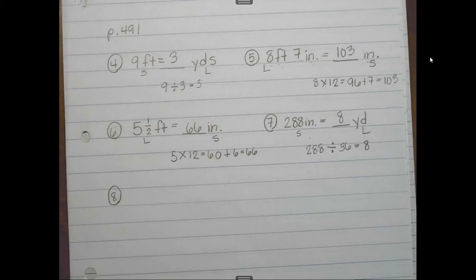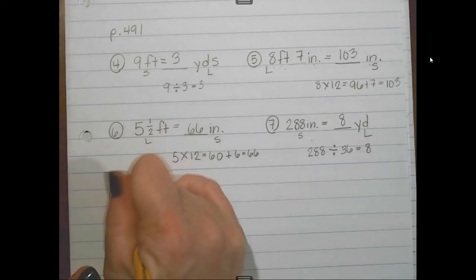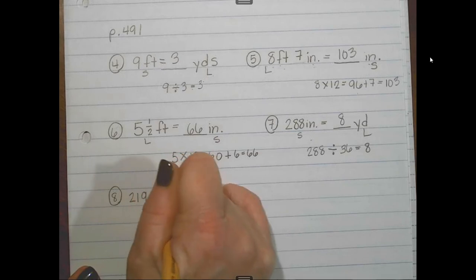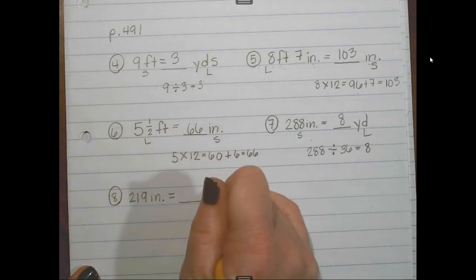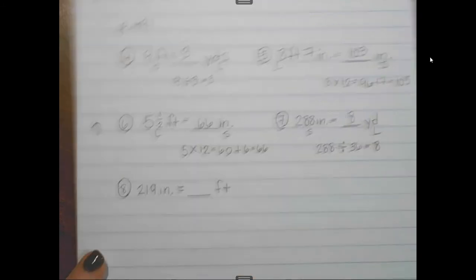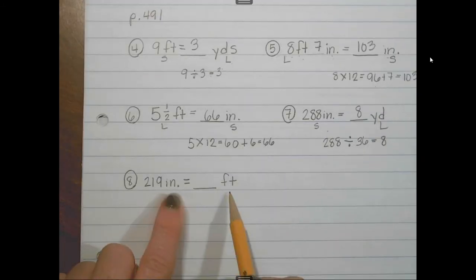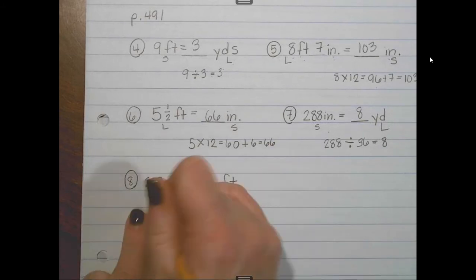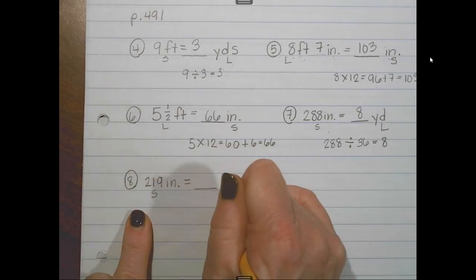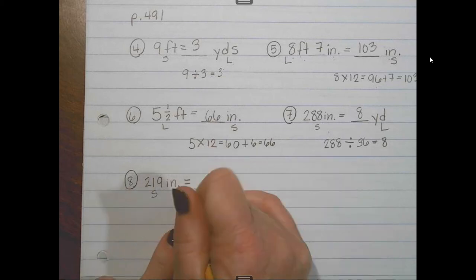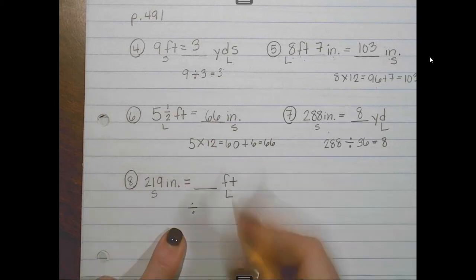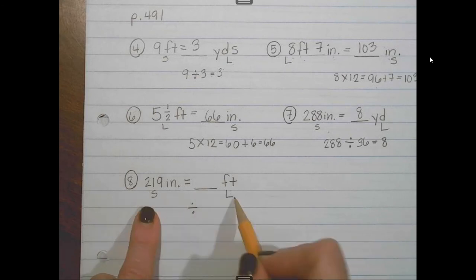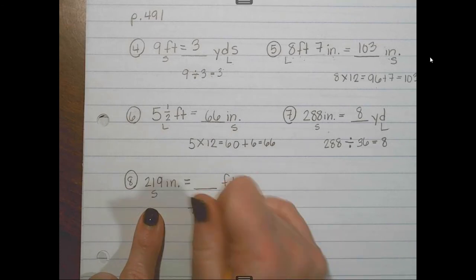Number 8, we're looking at 219 inches, and we want to convert that into feet. So again, notice what I do every time. I look to see which is the longer unit. Feet are longer than inches, okay? 1 foot is much longer than 1 inch. So I'm going from a smaller to a larger unit, all right? That means I'm going to be dividing, and then the unit rate, all right? How many inches are in a foot? There are 12 inches in a foot. I see that on my conversion table on page 490.